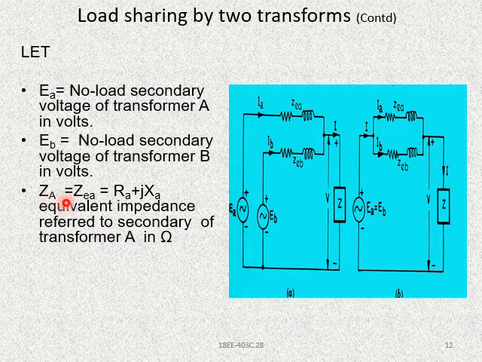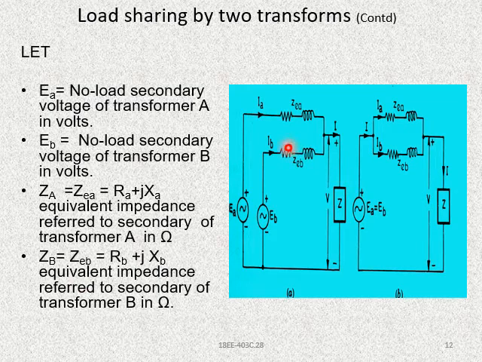And we have ZA, which is equal to ZEA, over here, which is given as RA plus jXA. This is the resistance and this is the reactance, RA plus jXA. This is nothing but the equivalent impedance referred to the secondary of transformer A, measured in ohms. Are you getting it or not? So ZA is equal to ZEA is equal to RA plus jXA, which is nothing but the equivalent impedance referred to the secondary of transformer A measured in ohms.